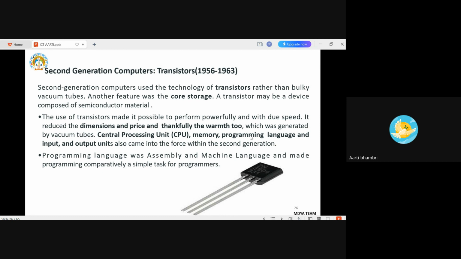In the first generation, only machine language was used, and a human can't understand that language. Through punch cards, there were some holes in the punch cards, and when light comes on those punch cards, they get the information as output. Now in the second generation computer, there is some improvement in the language: assembly language is somewhat understandable by humans.